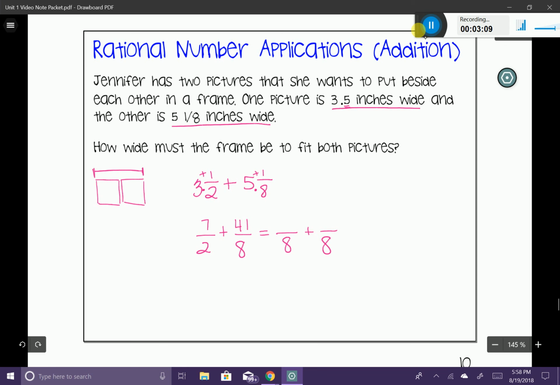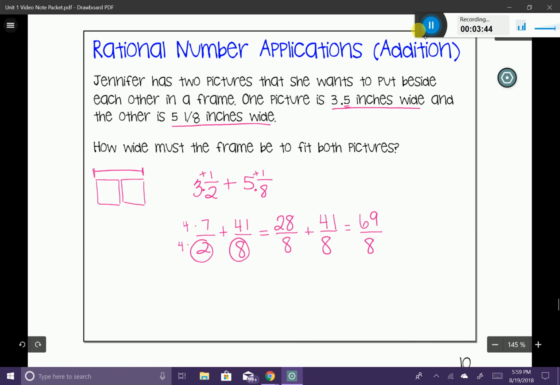In the first fraction, I multiplied the 2 by 4 to get me to that 8. So I also need to multiply the numerator by 4. That's going to leave me with 28 in the numerator. In my second fraction, you can see that 8 remained the same, so I don't need to do anything with the numerator. Now, to finish off my fractions here, all I need to do is add my numerators. So that's going to leave me with 69/8.